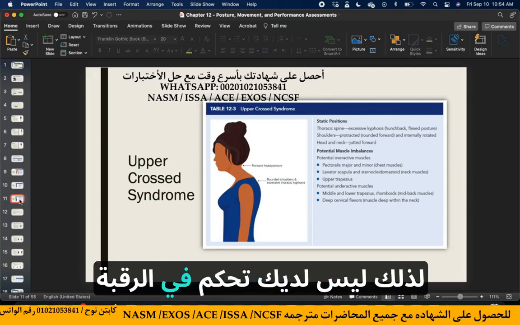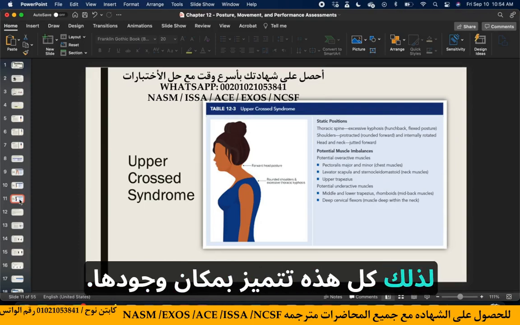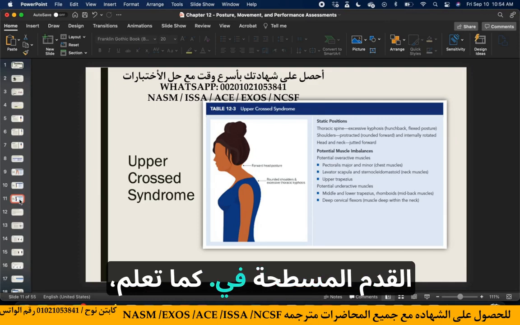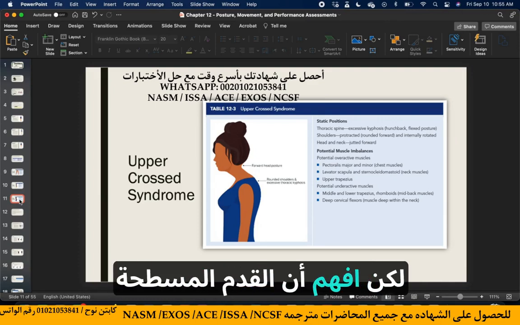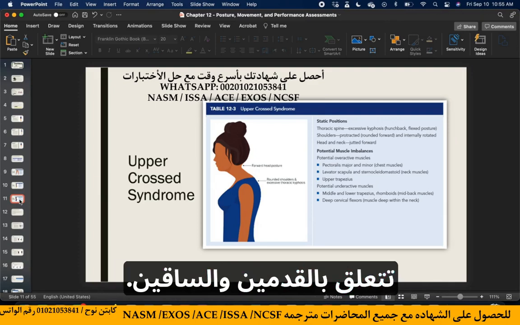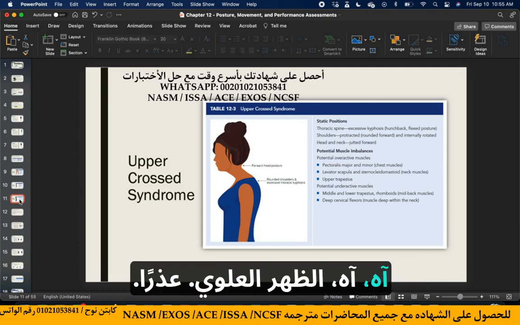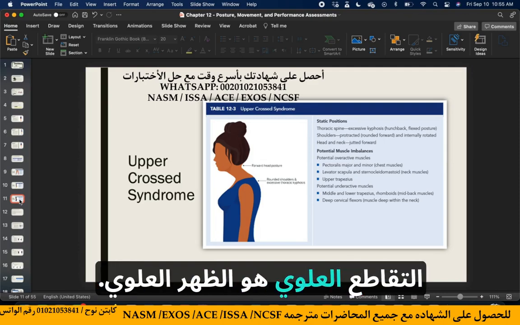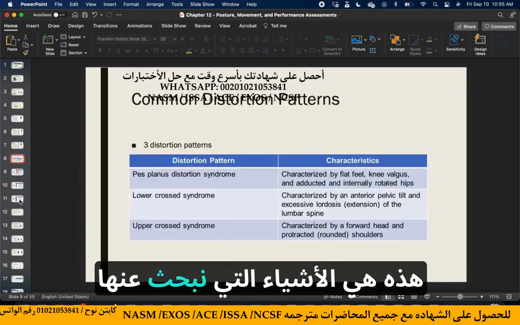So you have no neck control at that point, and that's why the head wants to do what it wants to do. So all of those are characterized by where the location is. Pes planus is not as easy to remember, but understand that pes planus is all about the feet and the legs, whereas lower cross is lower back and upper cross is upper back. All right. So those are what we would look for first.